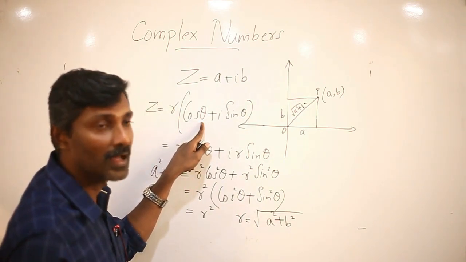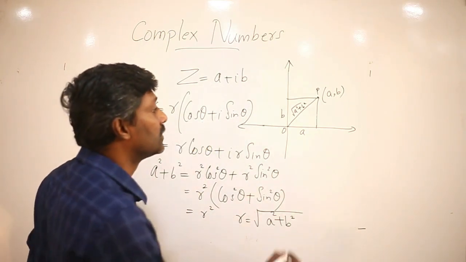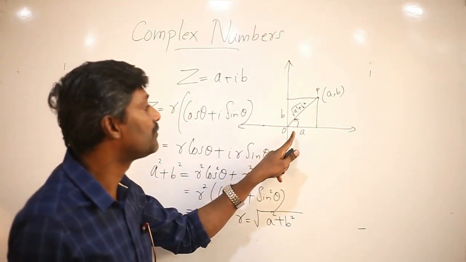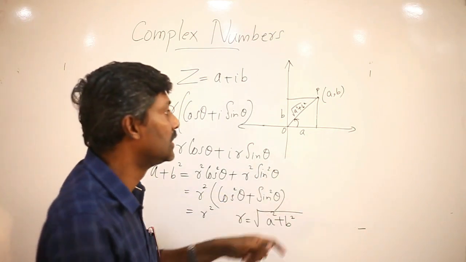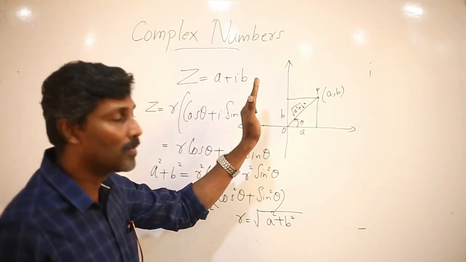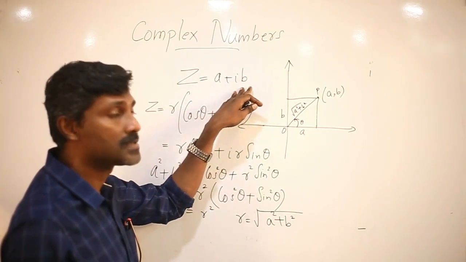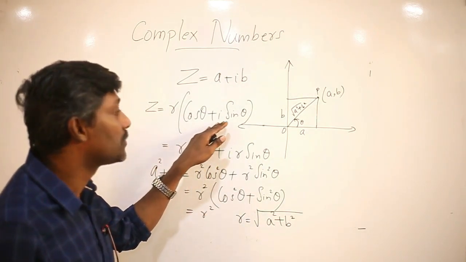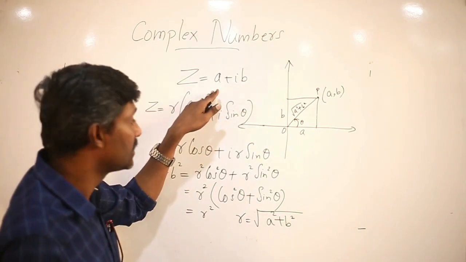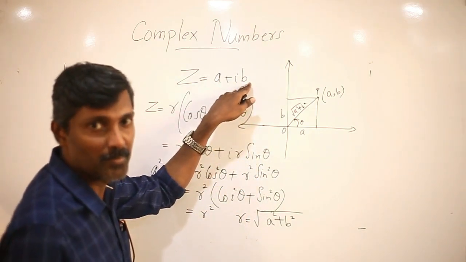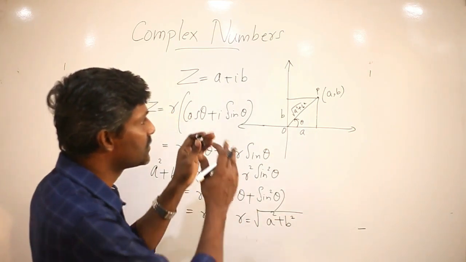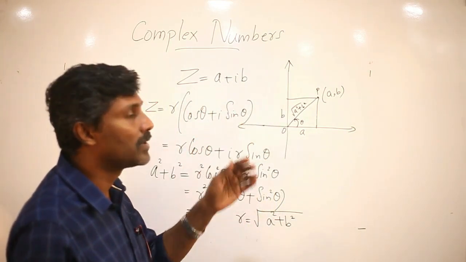And theta, we call it the argument or the amplitude, this angle that the modulus of z makes with the real axis. This is the angle theta. Hope you understood. So this is the polar form of the complex number z is equal to a plus ib, given by r into cos theta plus i sin theta. If you open the bracket, we get r cos theta as the real part and r sin theta as the imaginary part. And theta, we call it the amplitude or the argument of the complex number. So this is basically the polar form diagrammatic representation.